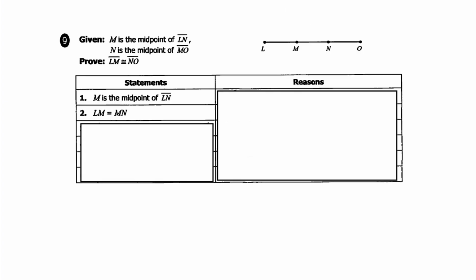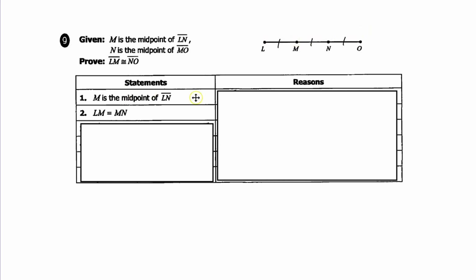All right, number 9, M is the midpoint of LN. So here is LN right here. So M is the midpoint, which is right there. N is the midpoint of MO. So that means these are congruent as well. We have to prove that LM is congruent to NO.